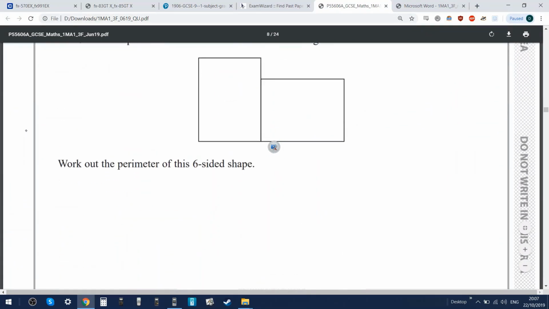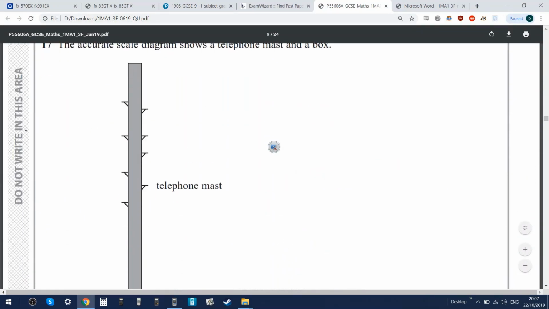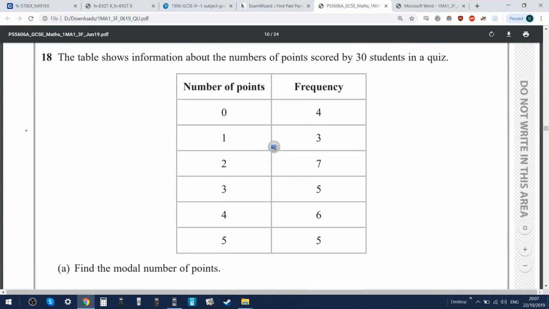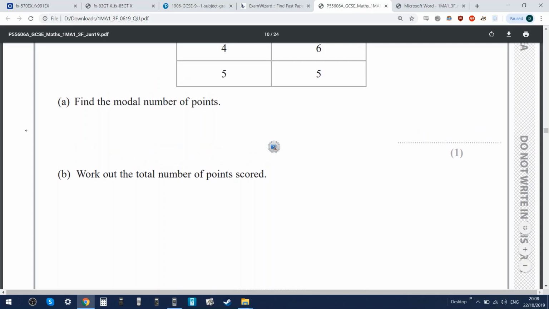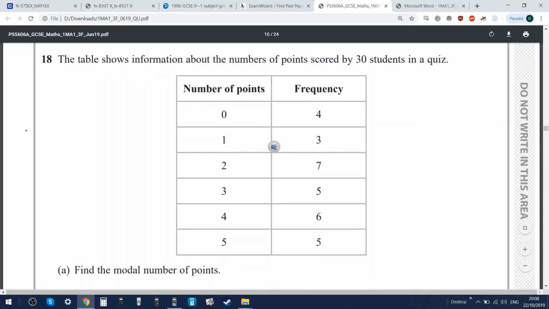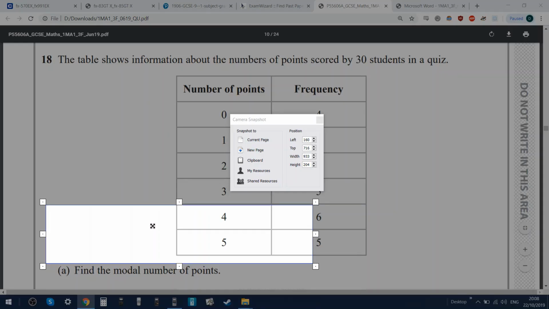So this thing, oh, you have to know about shapes. I don't know about this thing. A telephone pole. I don't know this thing. Find the modal number of points. I have to know something to do that. Work out the total number of points scored. You will get this wrong. Your teacher will get this wrong. I will get this so right.